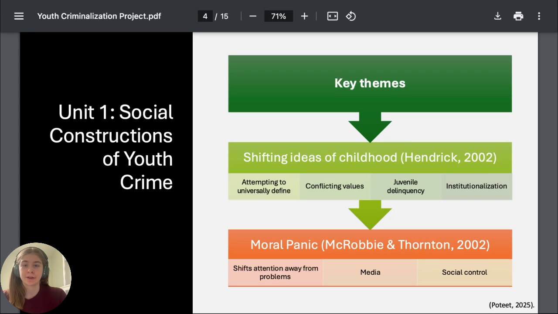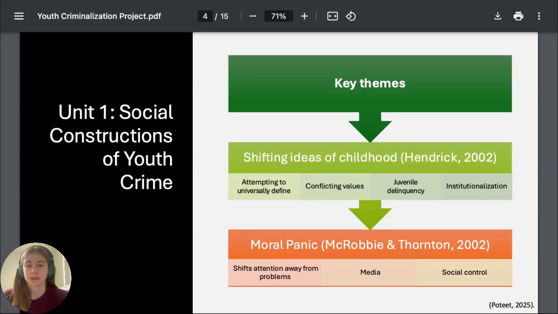So in the first chapter that I'd like to go over, Hendrik describes some key themes around the shifting ideas of childhood and how it was really difficult to define childhood at first, because before this time period, we didn't have a separate category from youth and adult. And there were a lot of conflicting values between innocence and experience, and what different people saw as children and what people saw as adults.